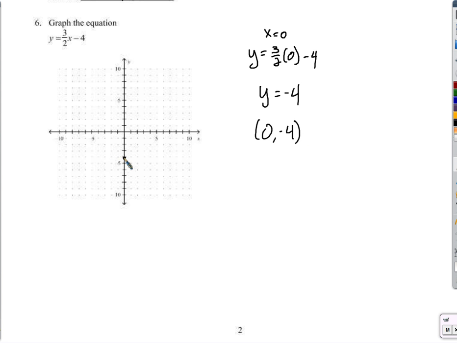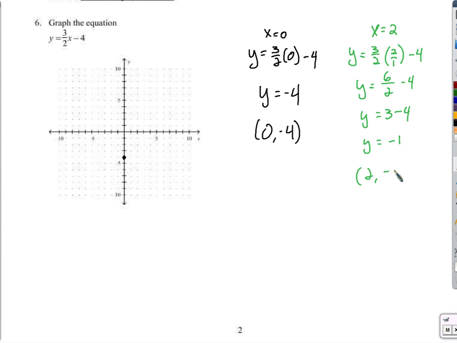Then, what else are we going to plug in for x? We could plug in 1. A lot of people want to plug in 1, because anything times 1 is just itself. But if we let x be 2, based on the denominator here, let's see what happens. We've got 3 halves times 2. Put a 2 over 1 if you want. y equals 3 times 2 is 6 over 2, minus 4. y equals 3 minus 4, and y equals negative 1.